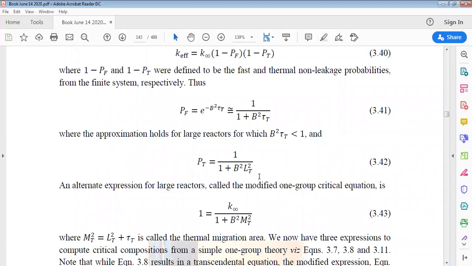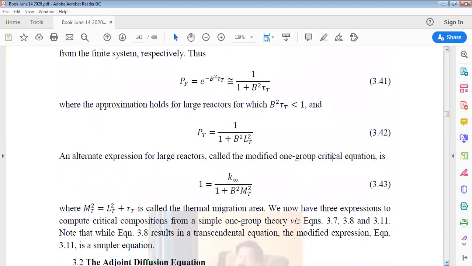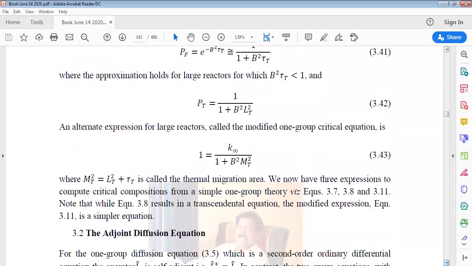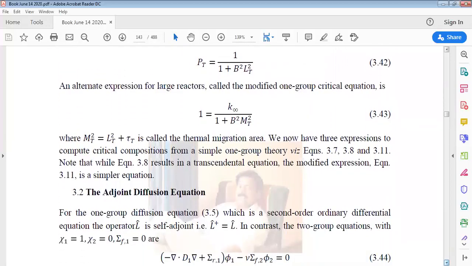Similarly, the thermal leakage you can write like this. The non-leakage is 1 minus this. And so you can combine the L square and tau, and you can write what is called a modified one-group critical equation. I'm just going to show you how this modified one-group critical equation is used practically for calculations of critical systems.